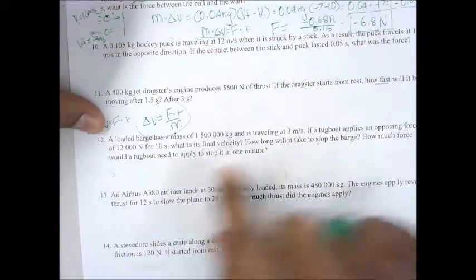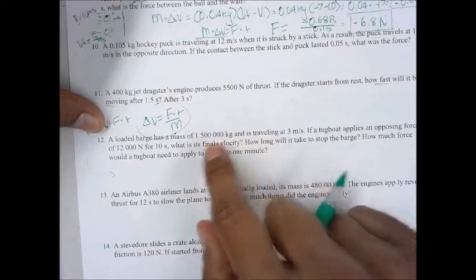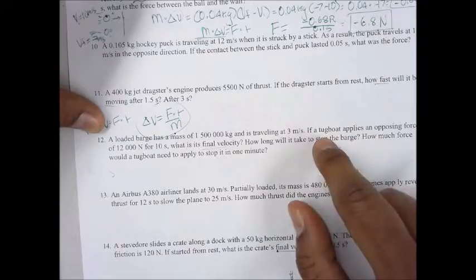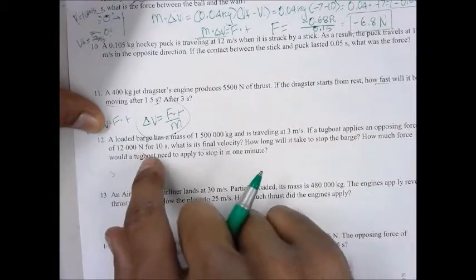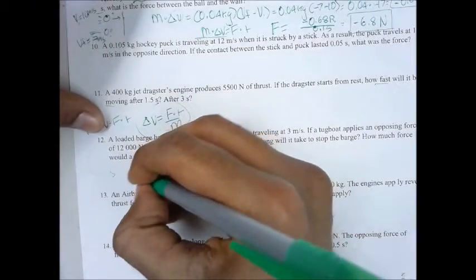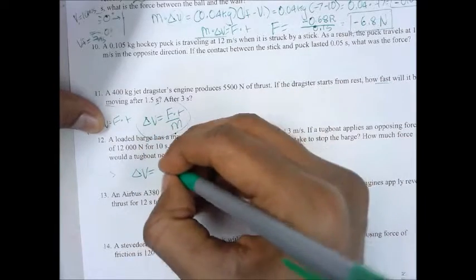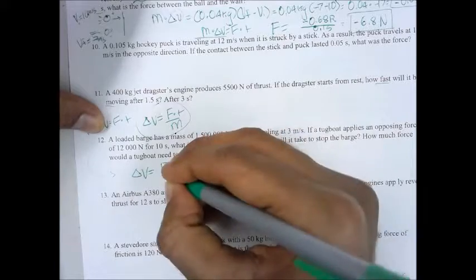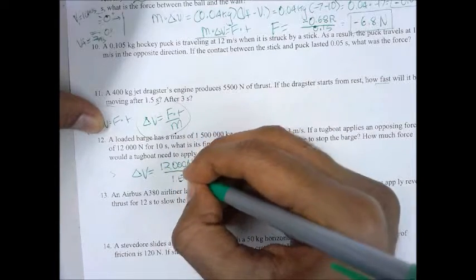So let's do this problem as an example. A loaded barge has a mass of 1,500,000 kilograms and is traveling at 3 meters per second. The tugboat applies an opposing force of 1,200 newtons for 10 seconds. What is its final velocity? Alright, so let's see. Delta v is equal to the force, right over here, 1,200 newtons times 10 seconds divided by the mass.